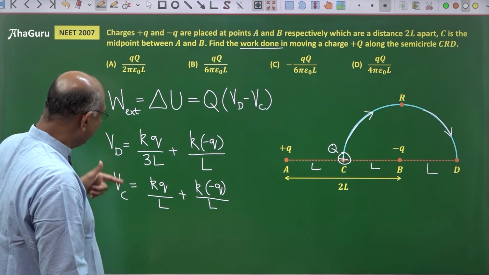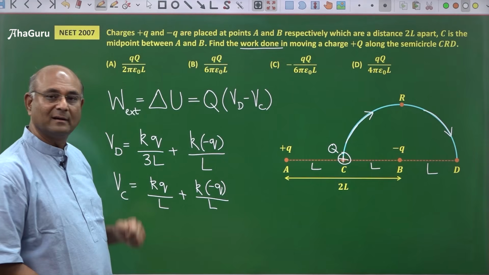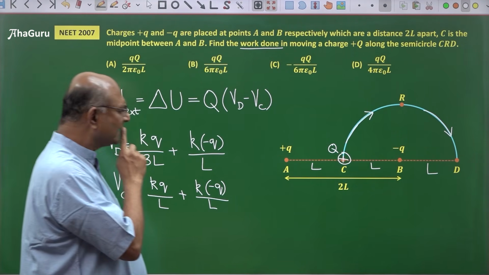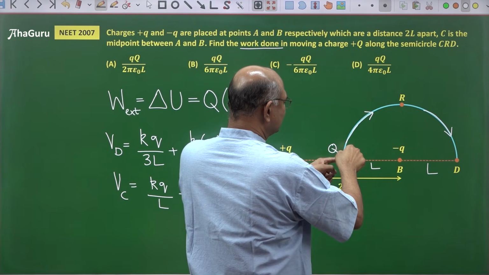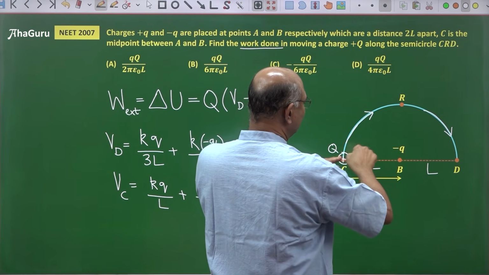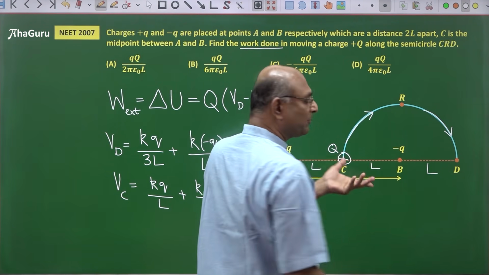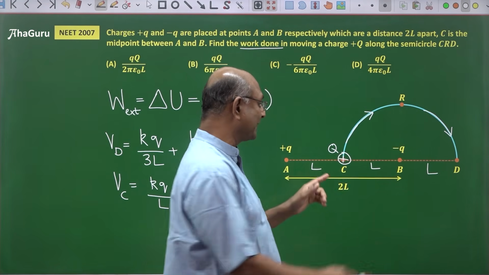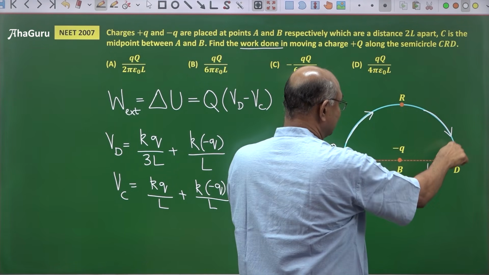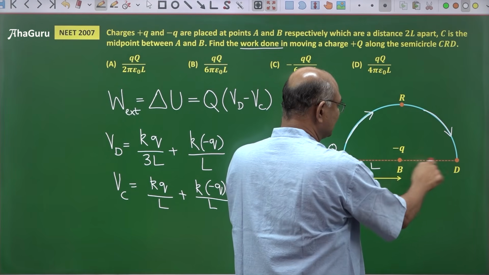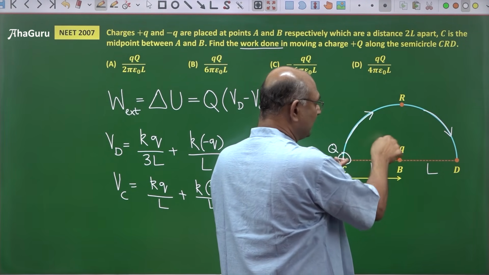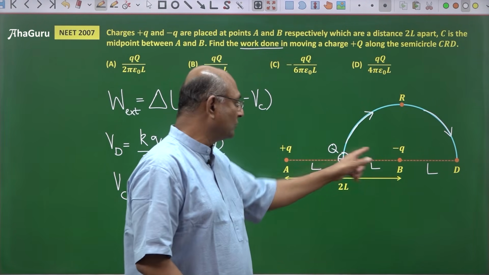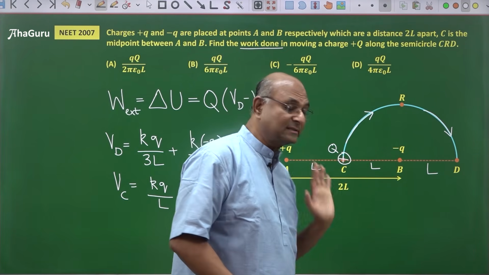So when you do VD minus VC, notice this will cancel. Does that make sense? Yeah, because as far as minus Q is concerned, this distance is the same as that. So everywhere here, the potential will be the same. Definitely here and there, the potential will be the same. Actually, even if it had traveled like that in some other path, as long as this distance is equal to this distance, the potential contributed by minus Q depends only on the distance. And the distances are the same.